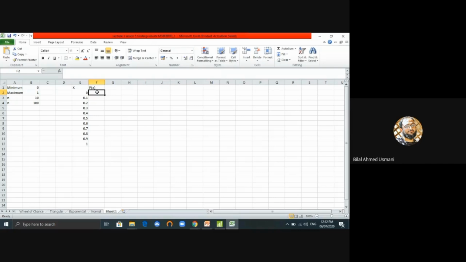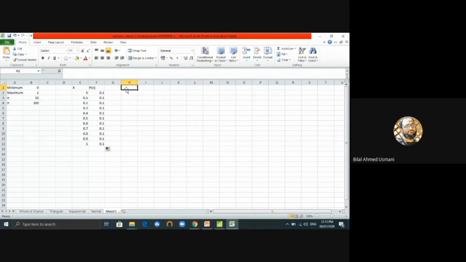So what is the probability of getting 0? It would be b minus a. What is b? b is over here. Minus a is over here. Divided by n. n is over here in this case. I would try fixing all of these so that it won't get changed when I drag it. That's why I put a dollar sign over here, and over here, and over here. So that's actually b minus a upon n. So the probability of each occurrence would be 0.1 in this case.